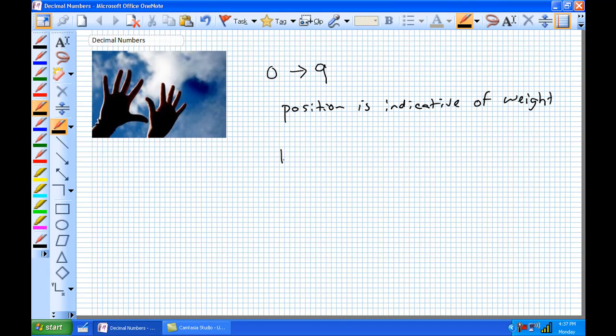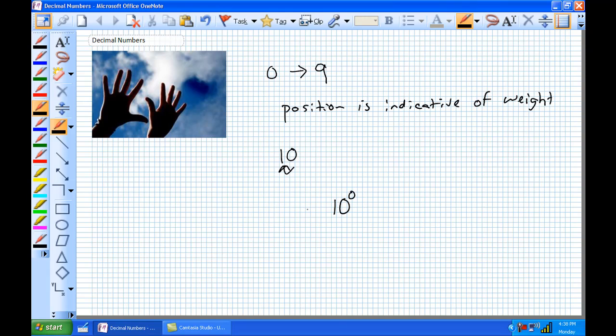So 0, 1, 2, counting up 7, 8, 9. What do we go to? 1, 0. We're adding a number to the left of it, in this particular case, i.e. it's a new position and it's indicative of a weight, a higher power. Well, what does it represent in decimal? It represents powers of 10. So every time we move to the left, we move up a power of 10. And what are powers of 10?